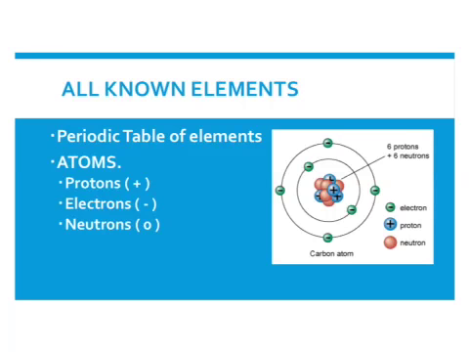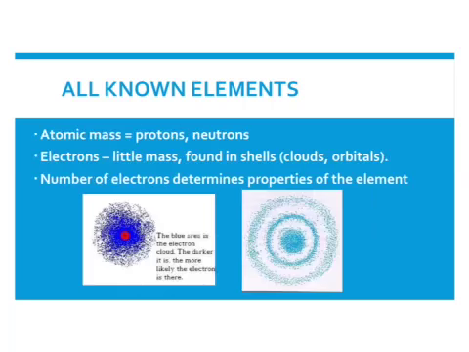All known elements, as you probably know, can be found on the periodic table of the elements, and all elements are composed of these tiny things called atoms, and inside atoms are three subatomic particles known as protons, which are positively charged, electrons, which are negatively charged, and neutrons, which are neutral, they have no charge. Protons and neutrons can be found in the center of the atom in an area called the nucleus, and electrons are found out here somewhere, and it's not exactly known where they are at any given moment.